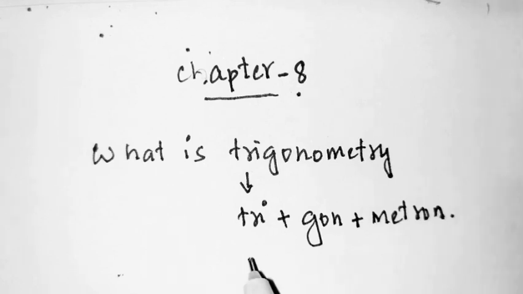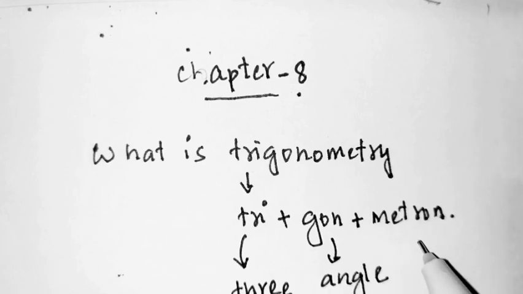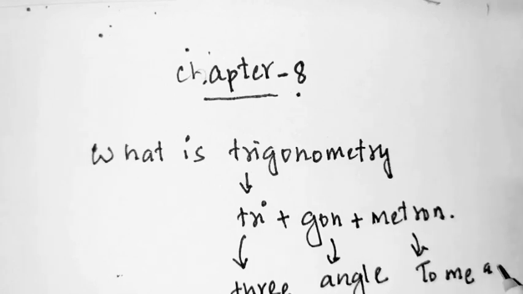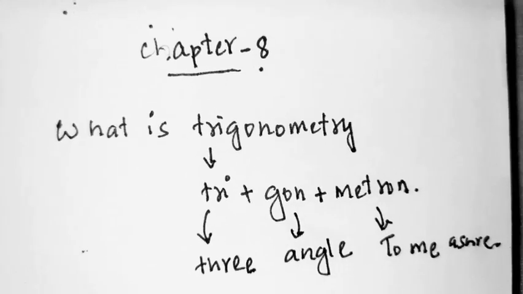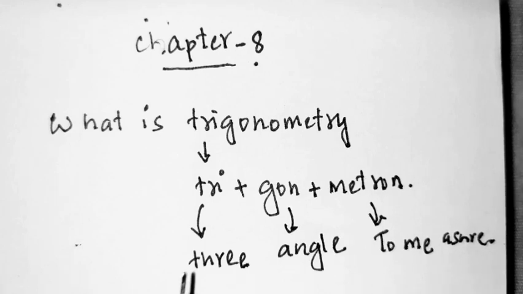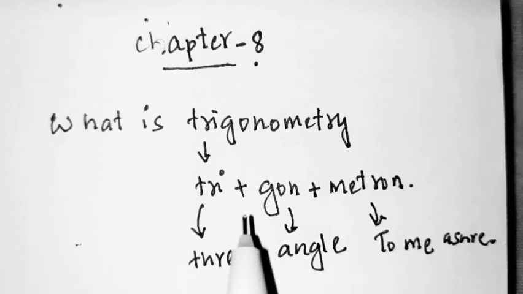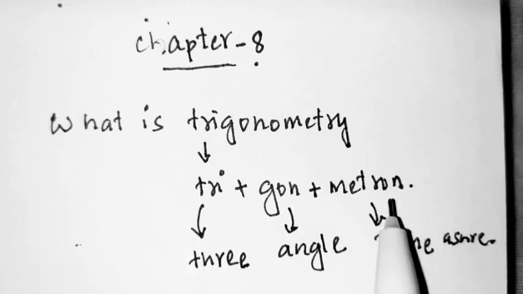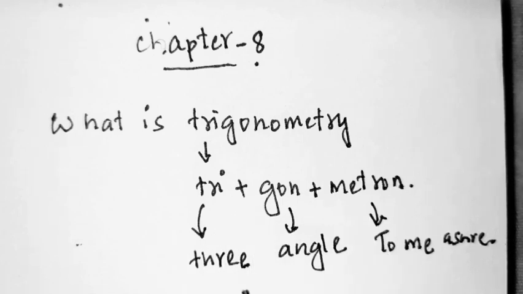The English meaning of tri is three, gon is angle, and metron is to measure. So let me repeat again. The English meaning for tri is three, gon is angle, and metron is to measure. Now if I look into this English meaning of trigon and metron, it says that there are three angles, and with the help of those three angles we are going to measure something.